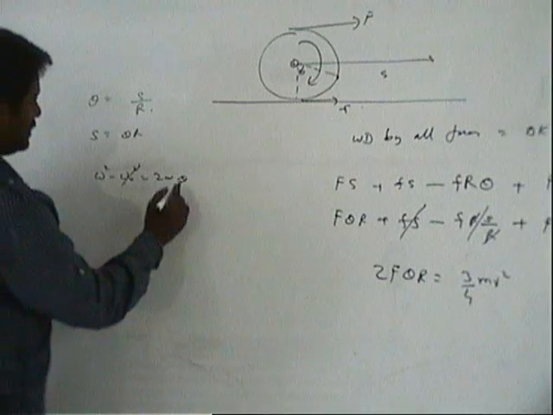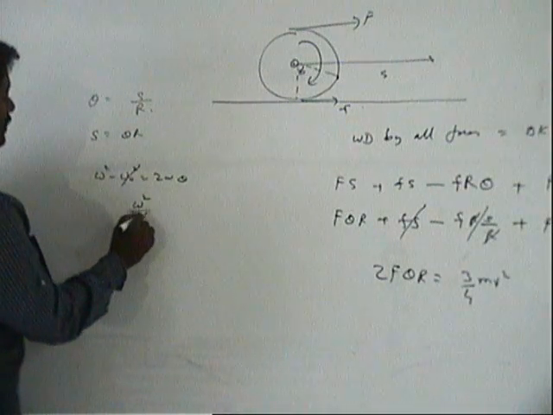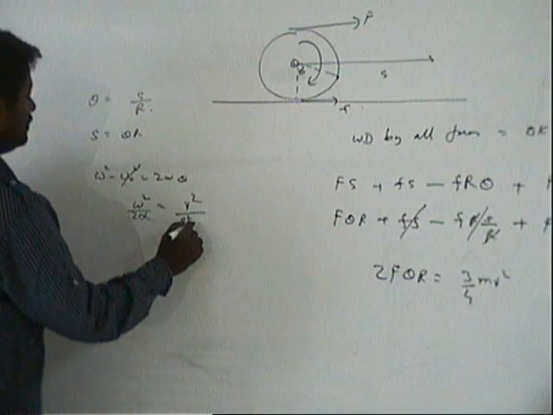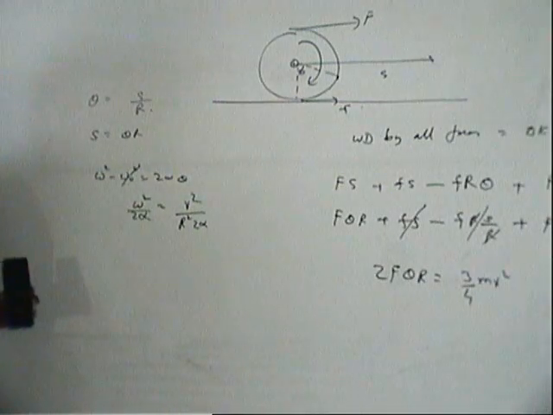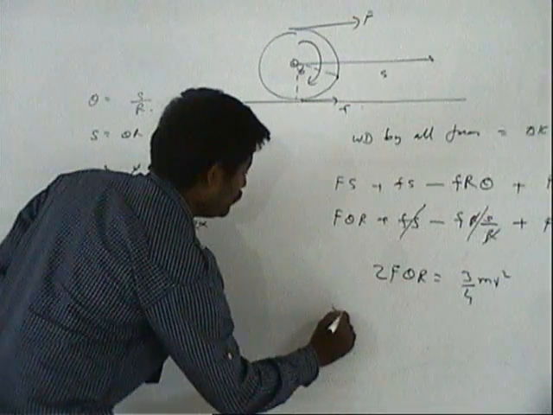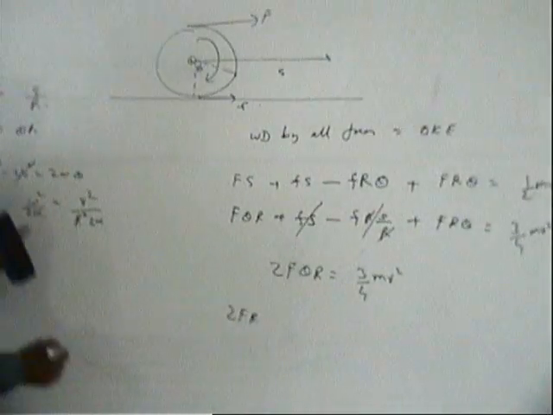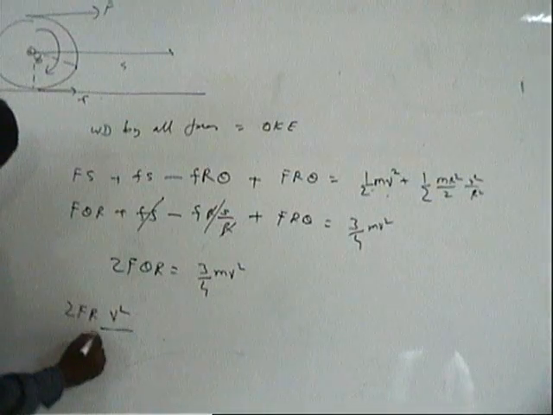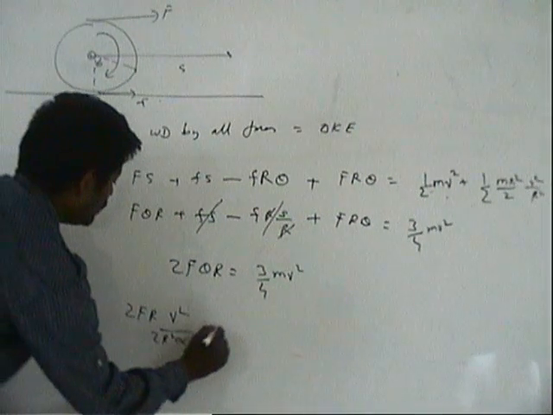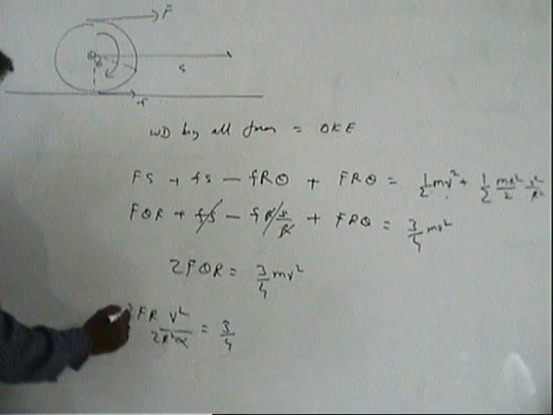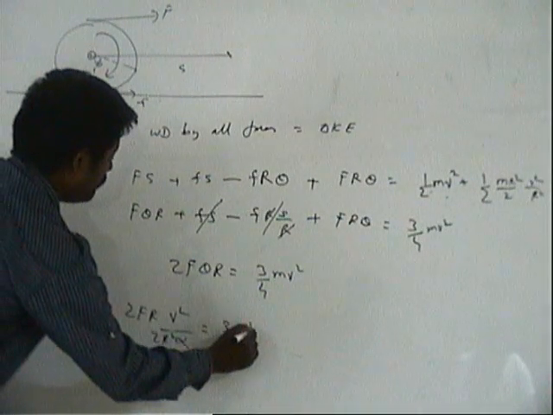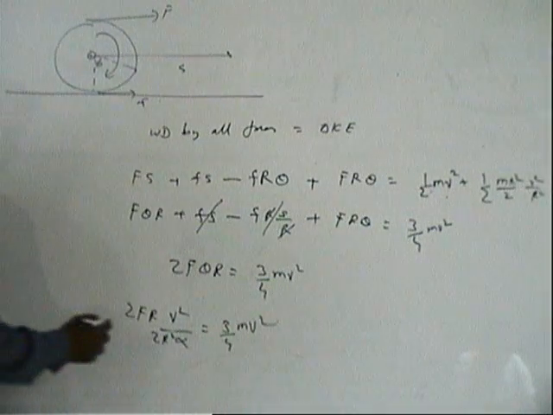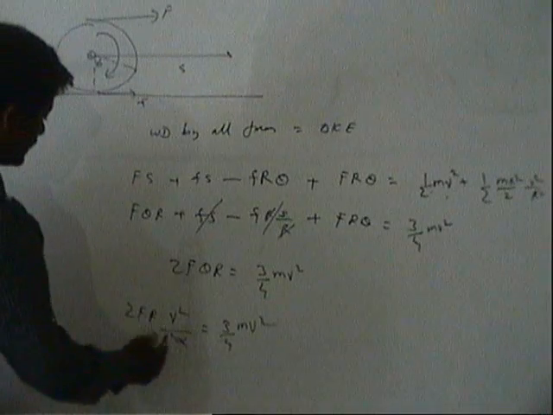So I can write theta as omega square by 2 alpha. But omega square is v square by r square, over 2 alpha, because v by r is omega. Therefore I can write 2 F r theta, which is nothing but v square by 2 r square alpha, equal to 3 by 4 mv square. Therefore here r gets cancelled, and v square gets cancelled here.